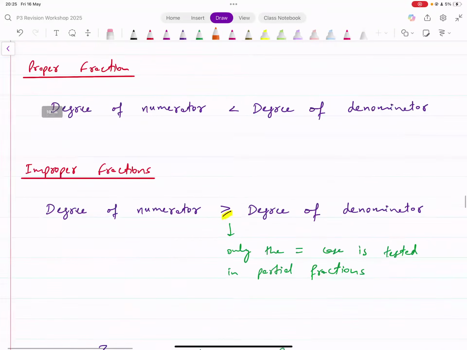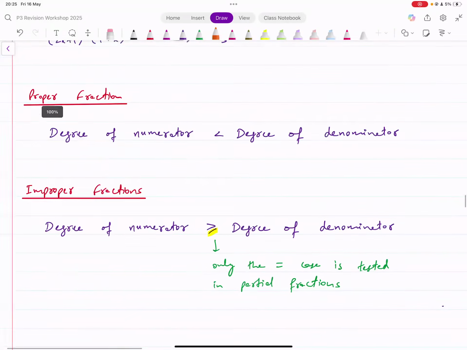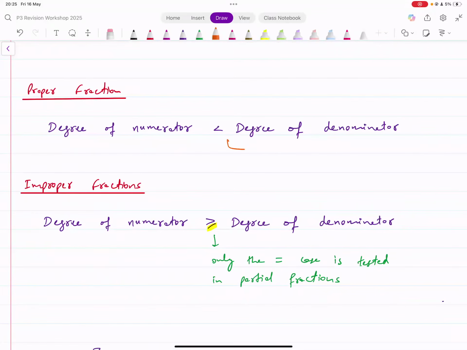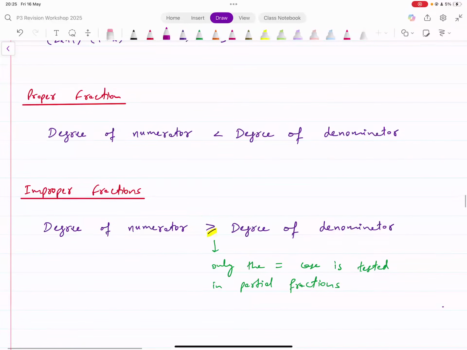Now, a proper fraction is one in which the degree of the numerator is less than the degree of the denominator. All the examples that I showed you earlier were proper fractions, because in them the degree of the numerator was less than the degree of the denominator. Now, sometimes you can have improper fractions as well. What are improper fractions? Improper fractions are fractions in which the degree of the numerator is greater than or equal to the degree of the denominator.